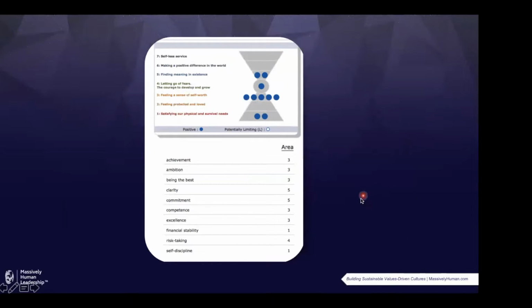Here's another one. This was a young guy who's a sales guy that I met in a leadership class, a 4-year leadership management class at a university I was speaking to. His personal values, a lot on level 3. Level 3 is really about self-esteem. It's like feeling of self-worth. And if you look at the words he chose, achievement, ambition, being the best, competence, and excellence. Notice there's a lot of energy around level 3. And this is a guy who was in his mid-20s, if I remember correctly.